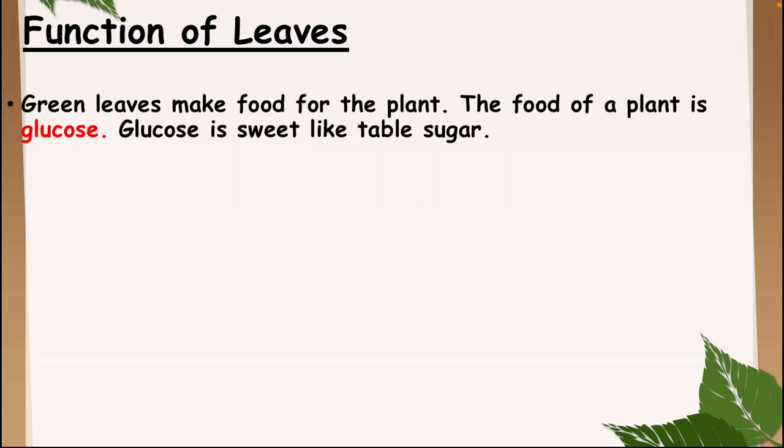First of all, green leaves make food for the plant. The food of a plant is glucose. Glucose is sweet like table sugar. As all of us know, the primary function of the leaf is making food for the plant, and the whole process is called photosynthesis.